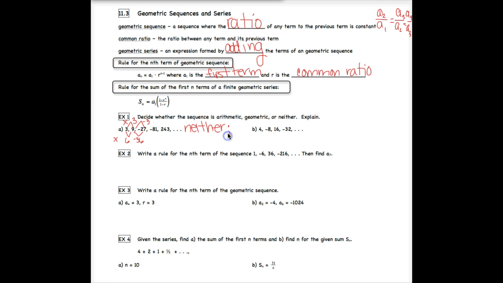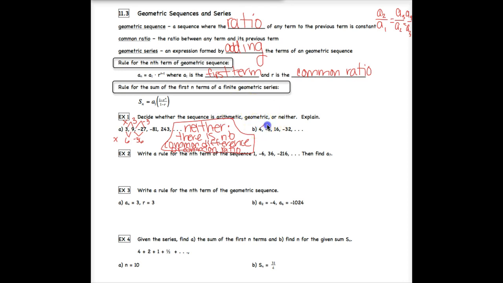Our explanation is that there is no common difference or common ratio. So neither of those exist. So now let's look at the next one.